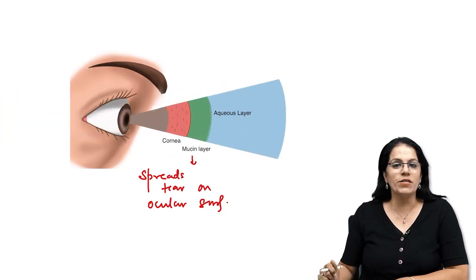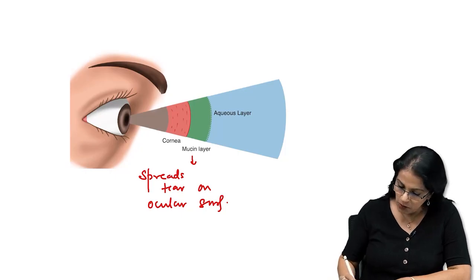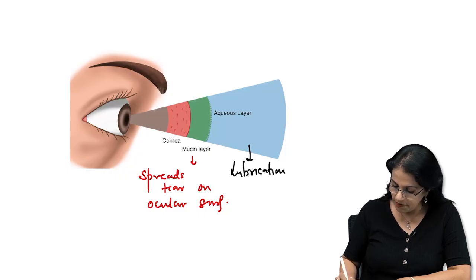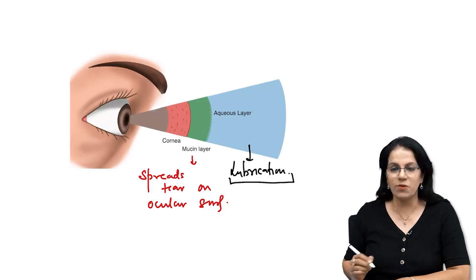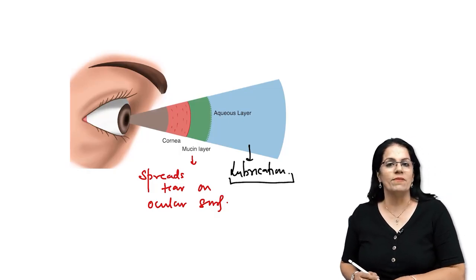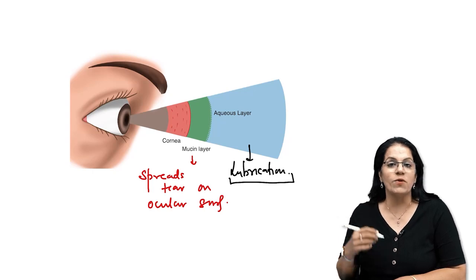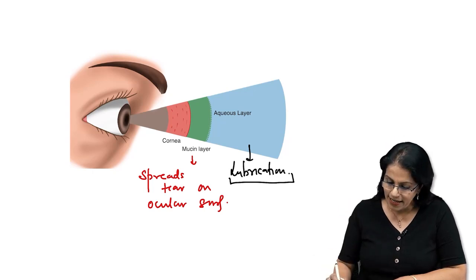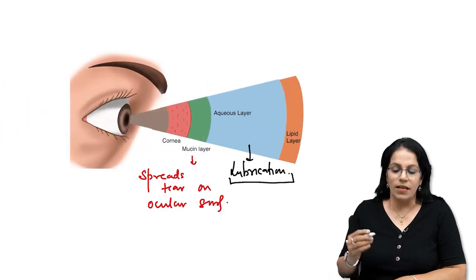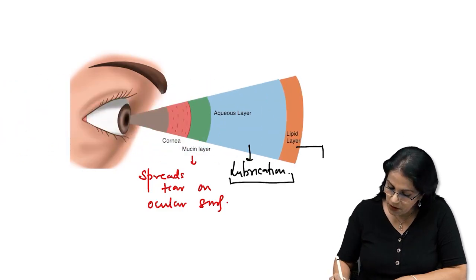aqueous layer. What is the role of the aqueous layer? Main lubrication role is the aqueous layer. This is causing lubrication, mainly responsible for all the lubrication that is needed by the tear film, majority of it. And what is the next layer? Next layer is your lipid layer.